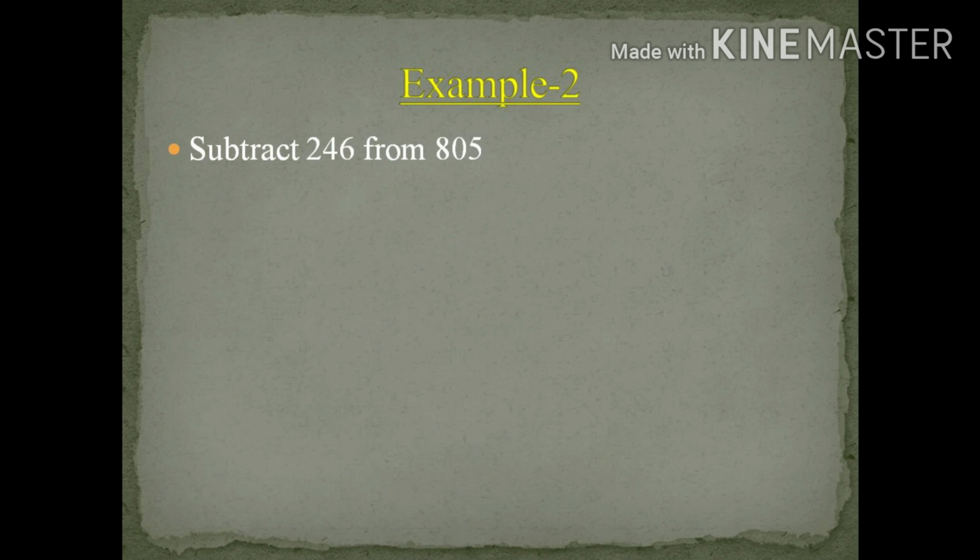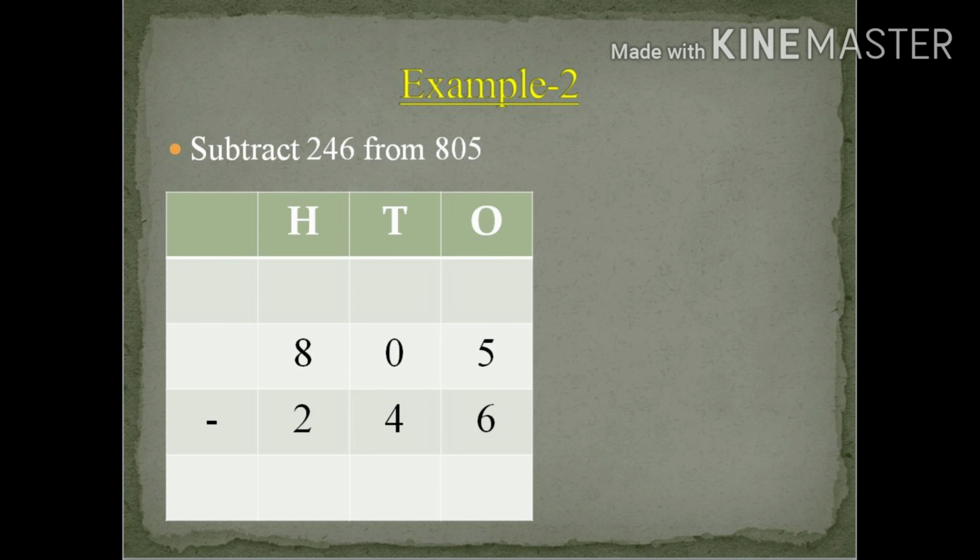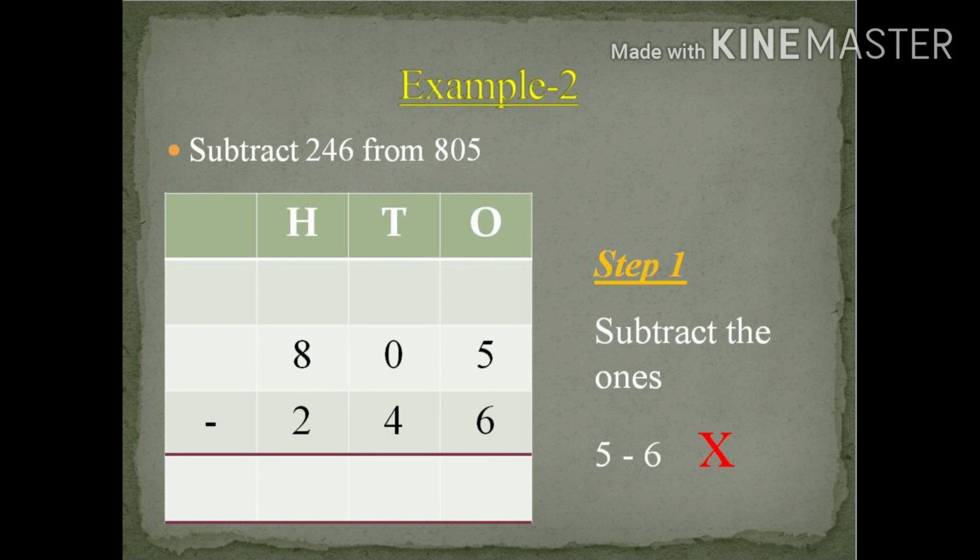Let us see example 2. We are going to subtract 246 from 805. This means we should write 805 first and 246 below it with the subtraction sign as shown in the video. Always start the subtraction from the ones place. In the ones place, the first number has 5 and the second number has 6.